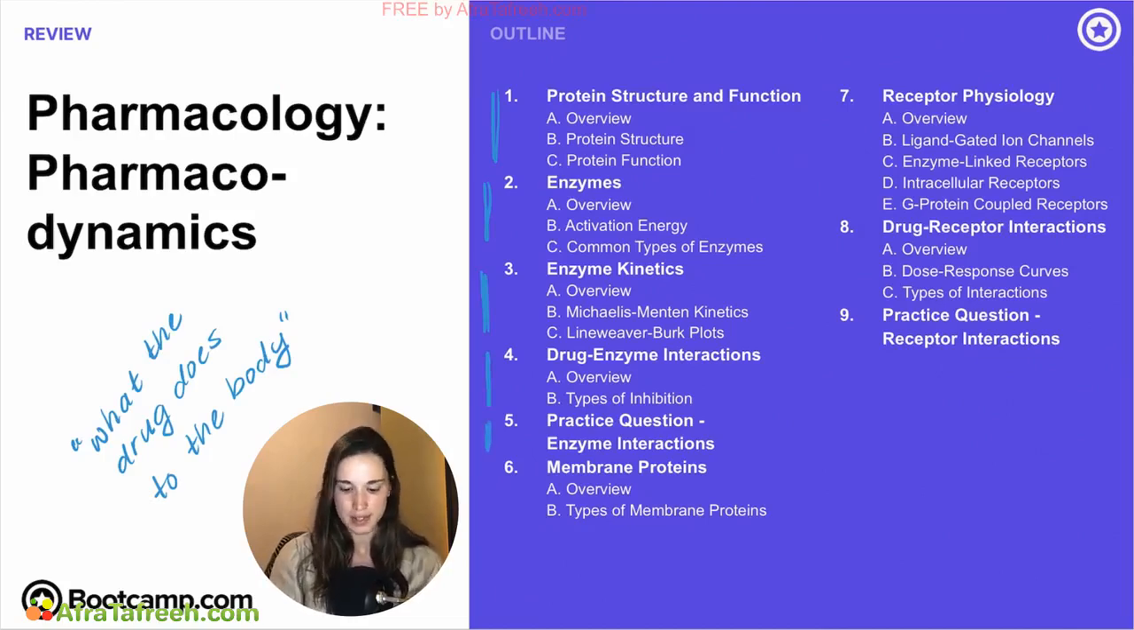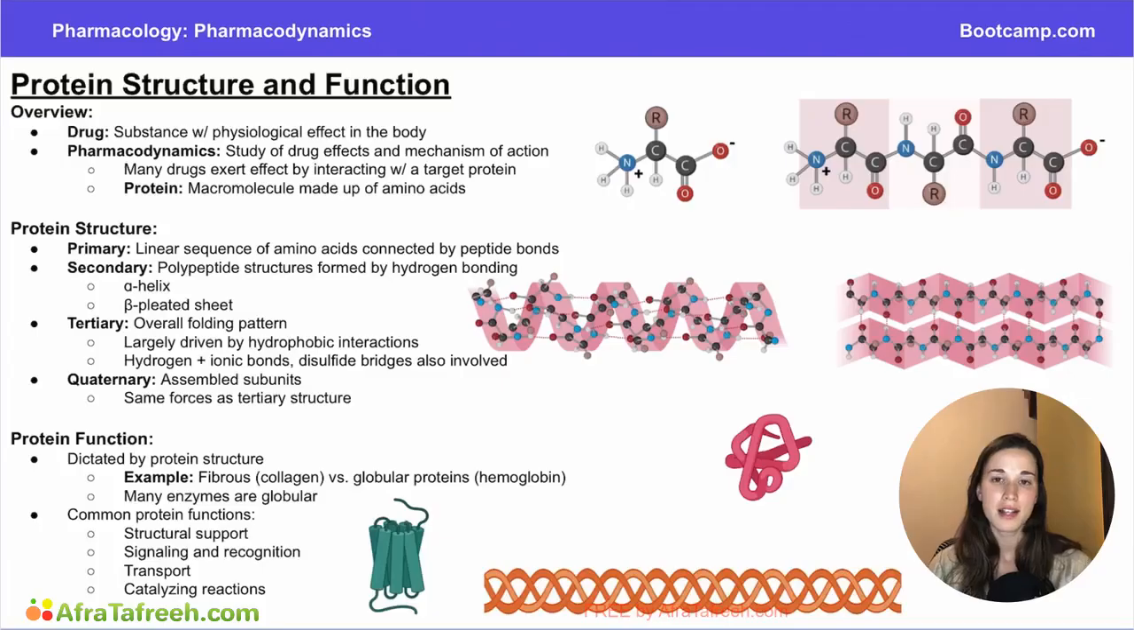Then we'll move on to discussing membrane proteins with a specific focus on receptors and how drugs interact with them, and we'll finish that off with a practice question as well. So let's jump right into talking about protein structure and function.